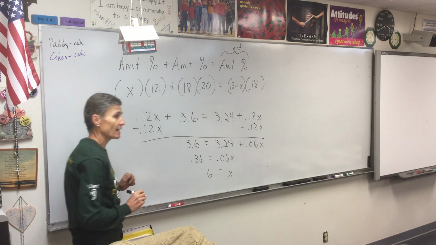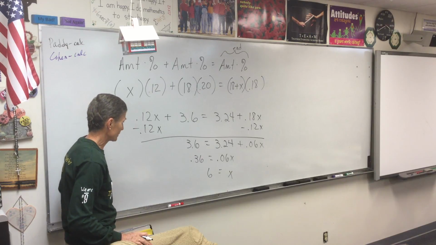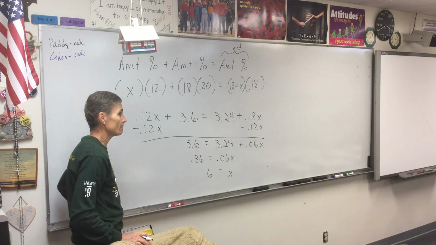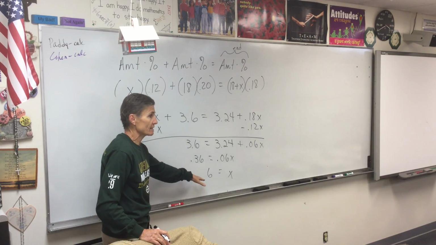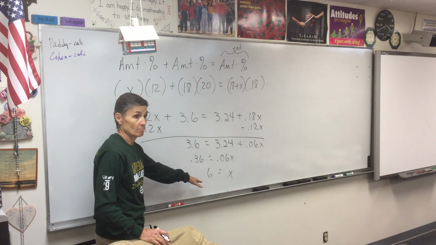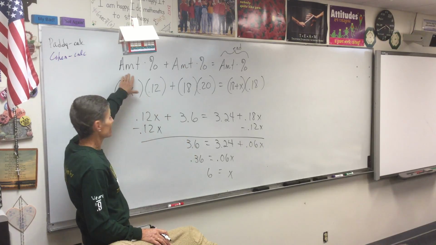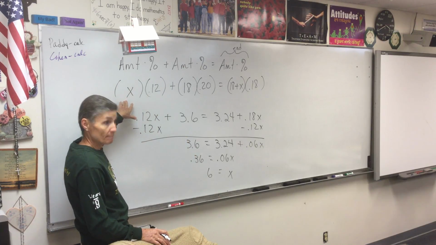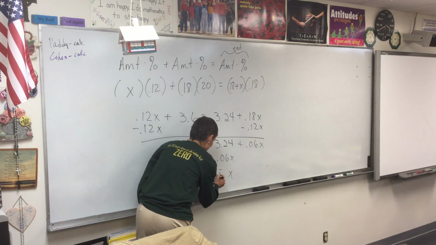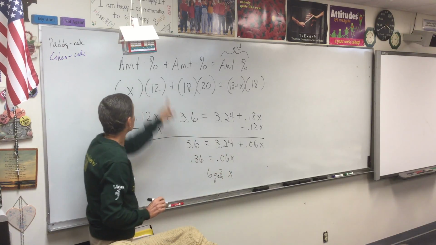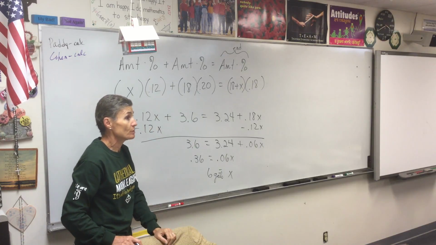Alright, somebody check that. I did it in my head, probably should have done it on the calculator. What do you think? Is that right? Okay, so what does that mean? 6 what? What is that? 6. What did X stand for? The amount, so it's gallons. 6 gallons of 12% lemonade is how much you need to mix in here.